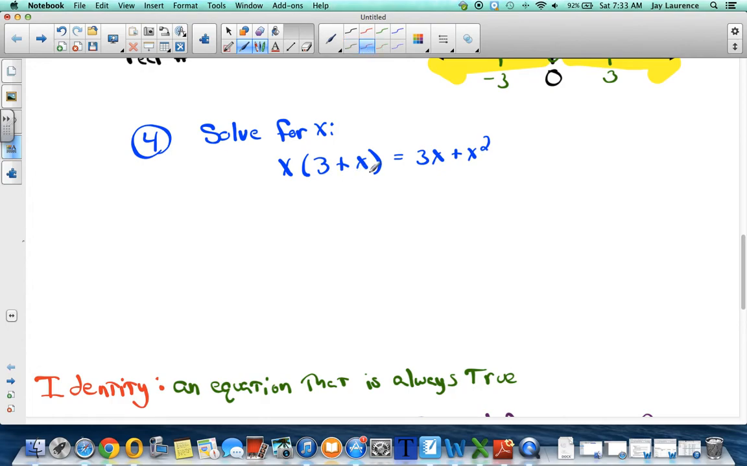Well, look, you do notice something. You see a number times a quantity. You should know to distribute. Let's do that. Let's distribute. We get 3x plus x squared, and that equals 3x plus x squared. Hey, wait a minute. Did I repeat myself? I sure did. Now, some of you are going to be a slave to equation solving, and that's okay, and I'll do it that way.